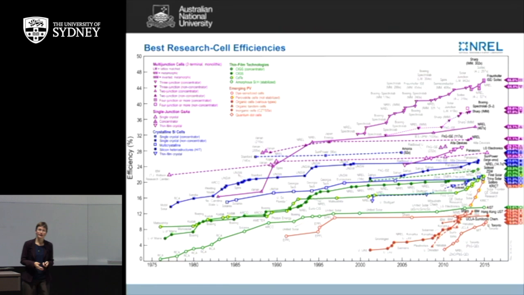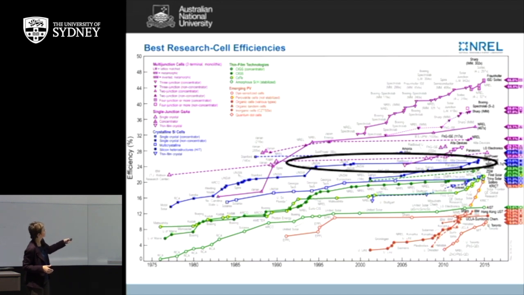Okay, so I mentioned before the efficiency chart, and I said that silicon has kind of flattened out. Here we go, it's kind of flattened out since the 1990s. The efficiency of silicon solar cells is not increasing. And there's a fundamental reason for that, and it's because of the electronic band structure of the material.